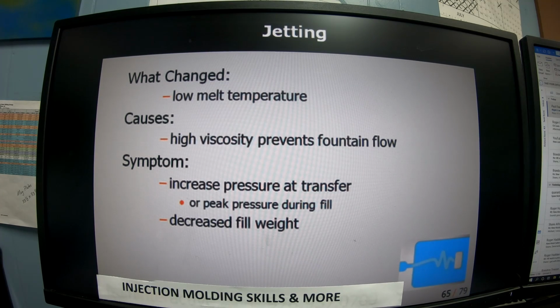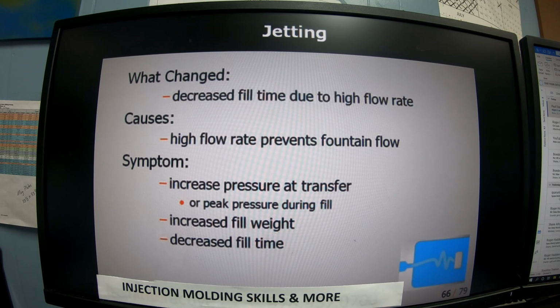In this kind of example, you should observe an increase in pressure at transfer and a drop in the fill-only part weight. A high injection rate can prevent the polymer from creating a proper flow through the gate. If this is the case, you should see an increase in transfer pressure and fill-only part weight. And you'll also notice a drop in fill time.